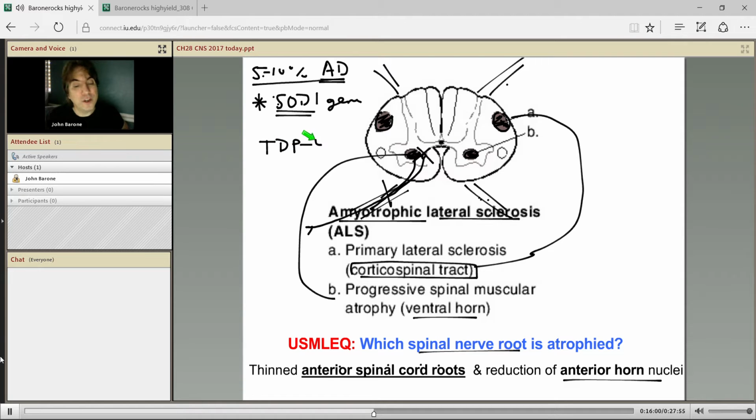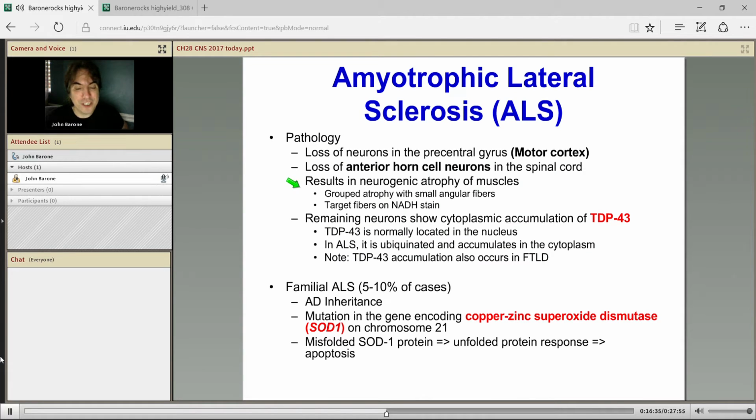Now, another thing I want to remind you of, what's going to accumulate? TAR DNA binding protein 43. This is going to accumulate. And again, it's not causing it, but you'll see it accumulating in the motor neurons that are dying. It accumulates not just in Lou Gehrig's, but also in the frontotemporal lobar degenerative diseases like Pick's disease. Pick's can act like a prick. So that's how I remember that one. So you get dementia and you get bad personality changes.